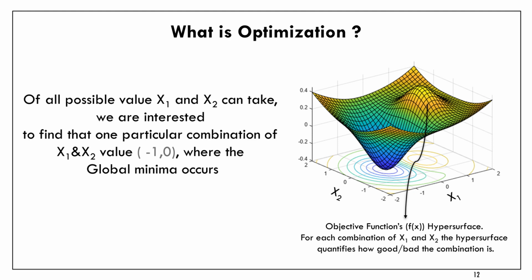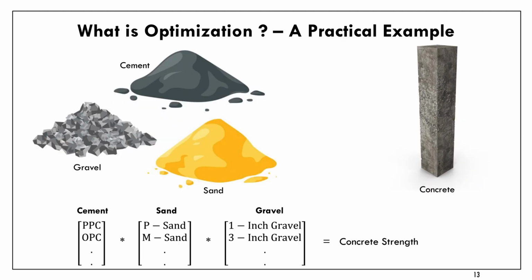To make things clear, let me give you one last example for a better understanding. Let us see a practical example of optimization. Consider the problem of making concrete. The process of making concrete involves many variables. But for our discussion, let us restrict ourselves to 3 components: cement, gravel, and sand. For each of these components, we have a wide variety of choices available. I have shown a few of them in the slides. There are several types of cements available, different types of sands, and different sizes of gravels.